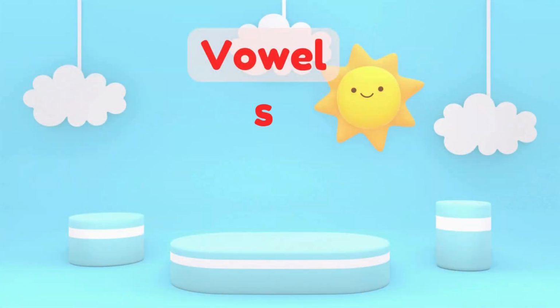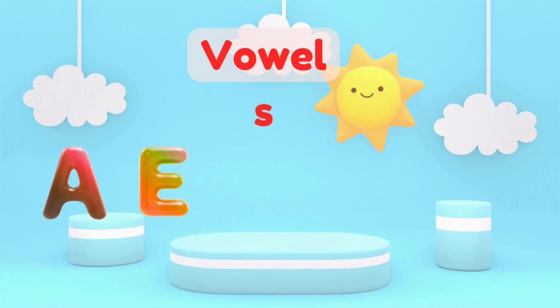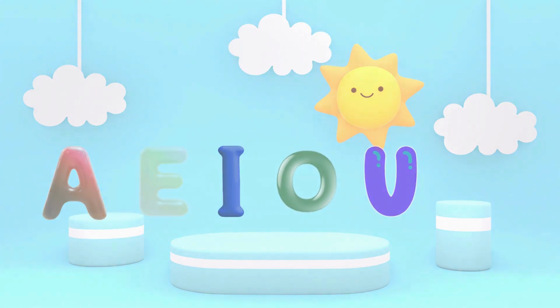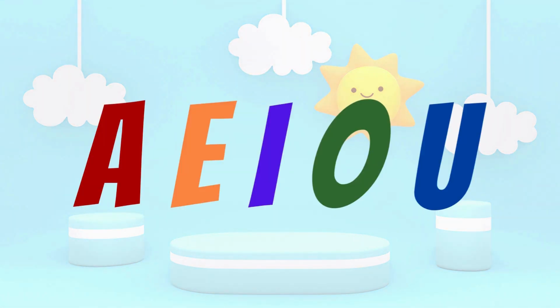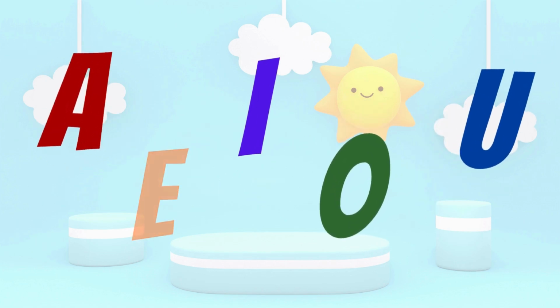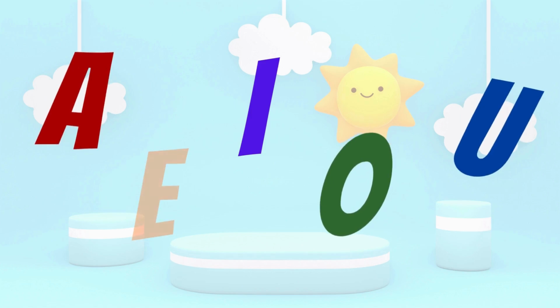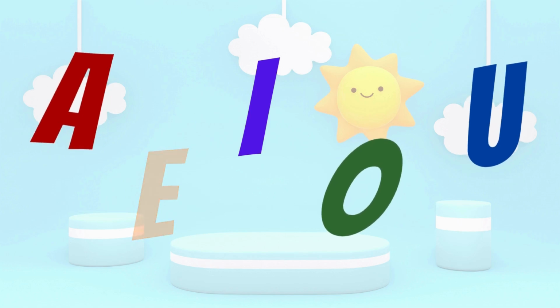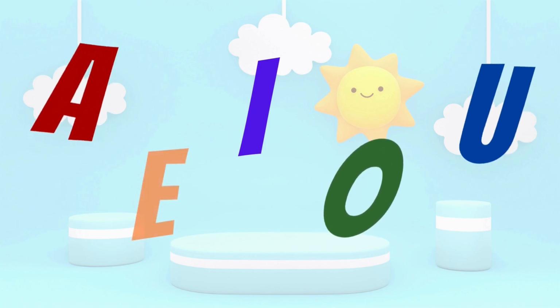Let's start with vowels. There are 5 special letters: A, E, I, O, U. Say them with me. A, E, I, O, U. These letters let the air flow freely, like singing. Try saying ah. That's a vowel sound.